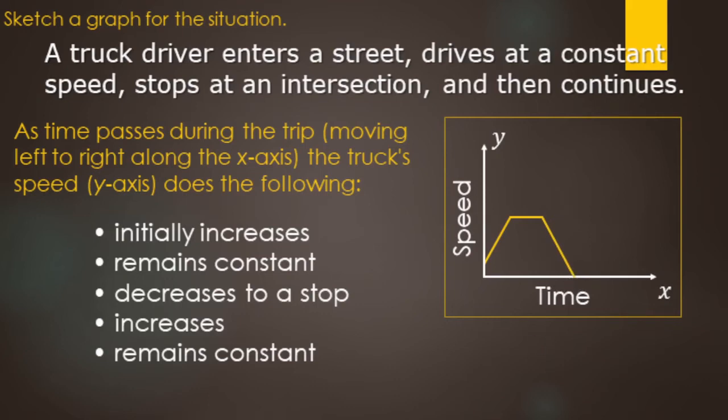So probably looking both ways. And then we're going to get going again. So that graph is going to increase. So we got to go back up to the speed limit and then remains constant after there. So this is a speed versus time graph.